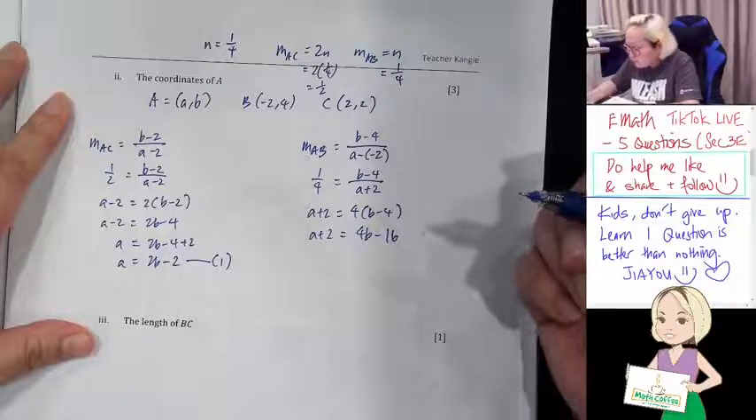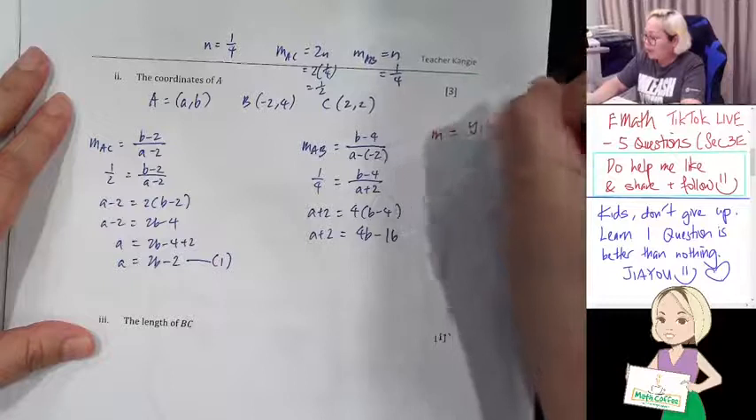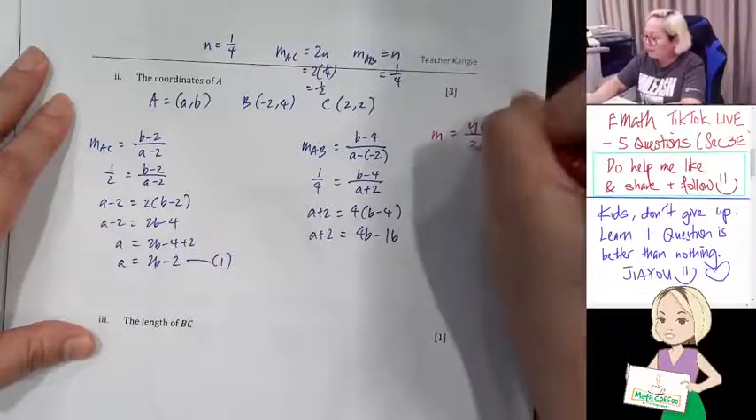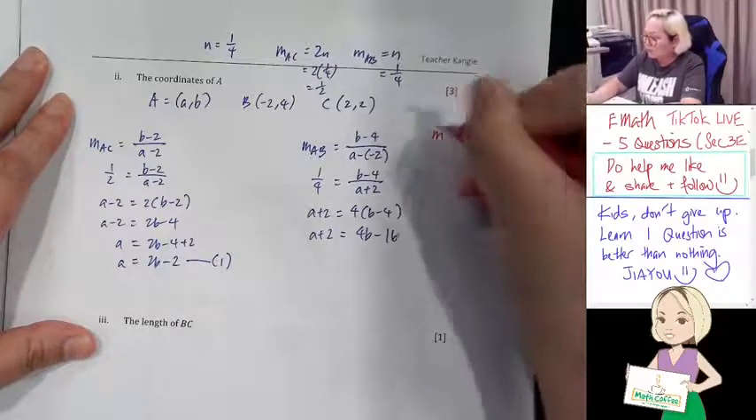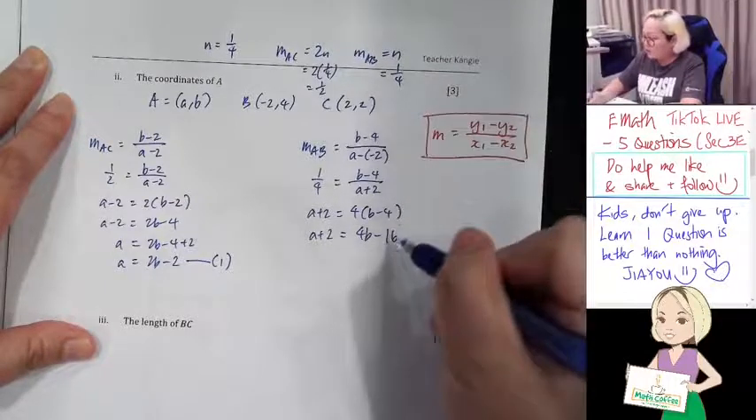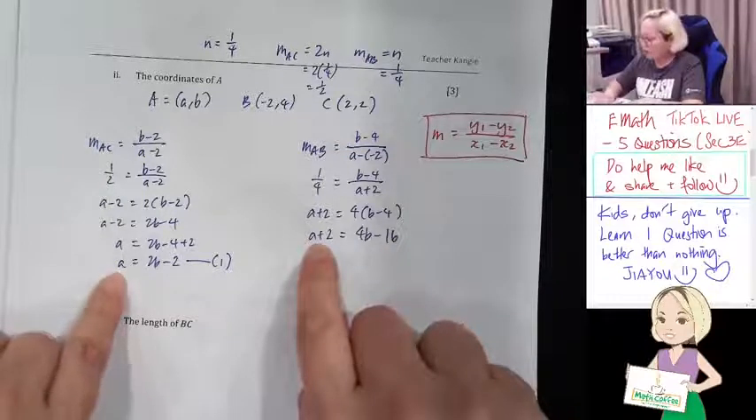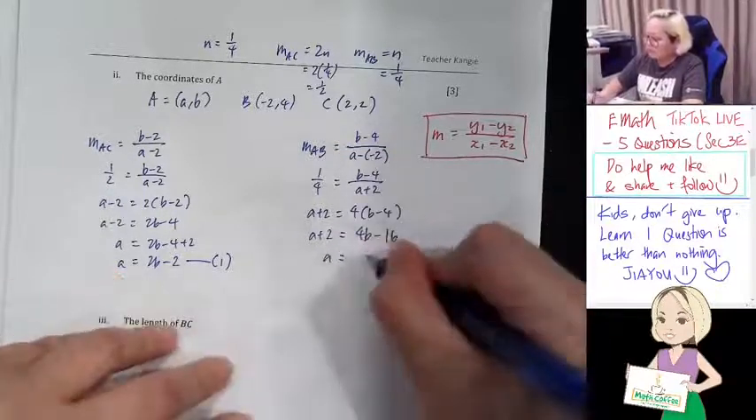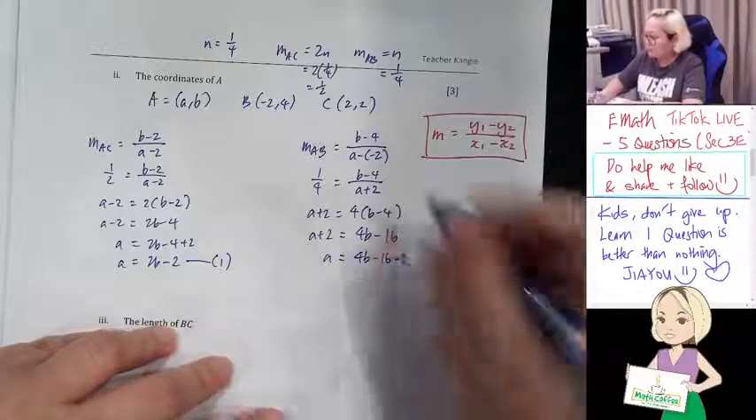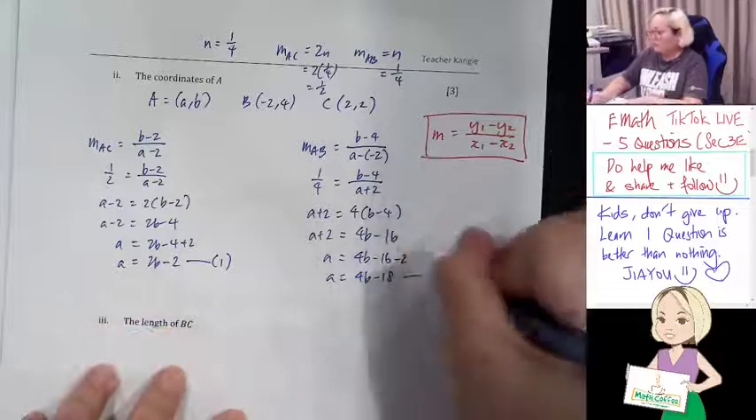The gradient formula is y1 minus y2 over x1 minus x2. This is the formula to find gradient. So let's continue. Actually, just nice, I can make A the subject. So A equals 4B minus 16 minus 2. A equals 4B minus 18. This is my equation 2.